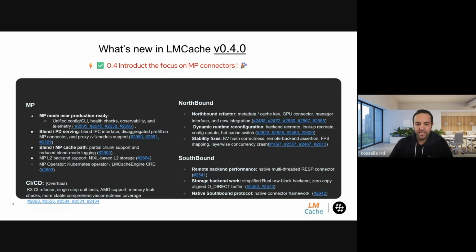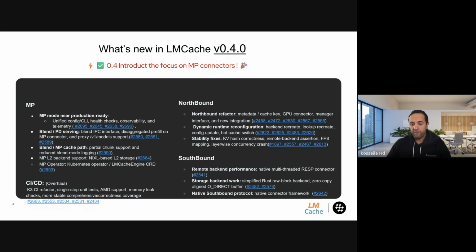So we'll start with the MP. MP stands for multi-process, obviously, which is a huge relief as opposed to sort of a resource race to the CPU cycle. Now you won't have that issue anymore. So in terms of multi-process, we are now near production ready with some latest PRs, adding, for example, unified CLI configuration along with observability and some health checks.